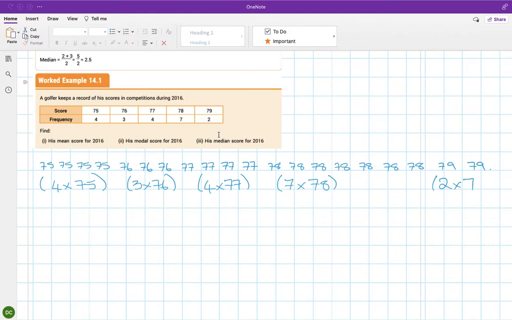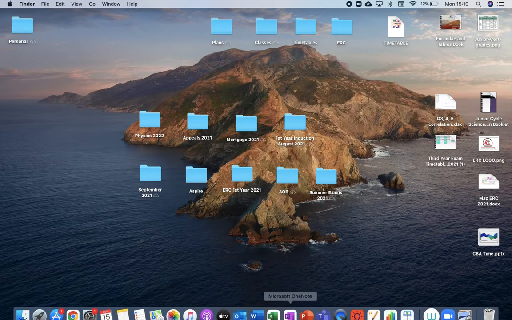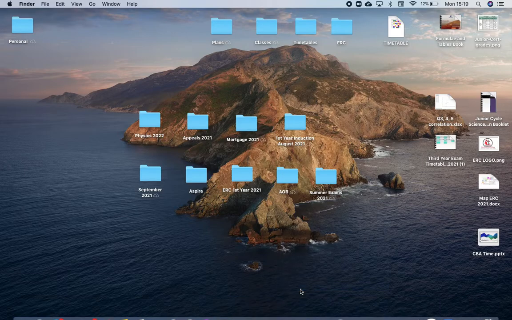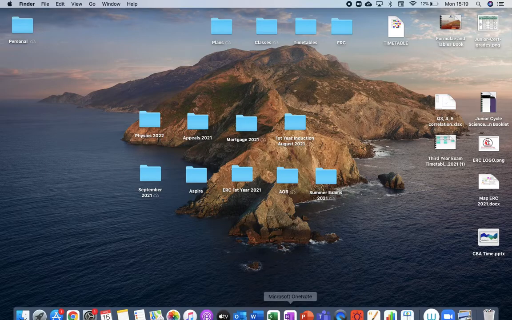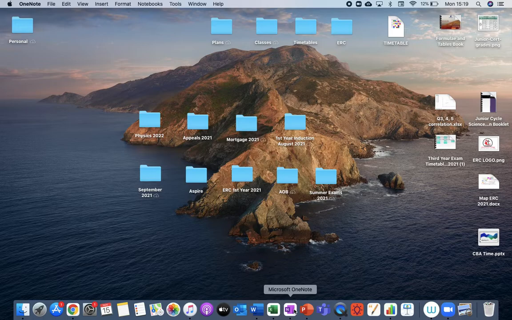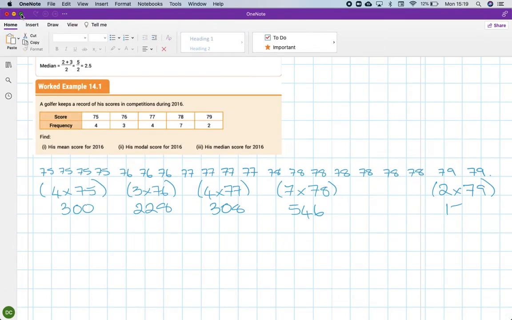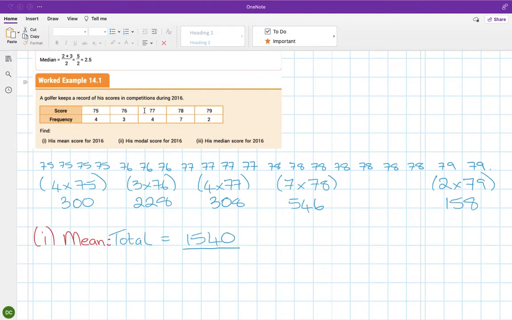So I am doing all the multiplications just so we can see whenever it catches up. Okay, so that's where I'm up to. So I did it by multiplication rather than addition. Obviously then once I got all my 4 75s, my 3 76s, I added them all up and I got 1540, so hopefully that's correct.